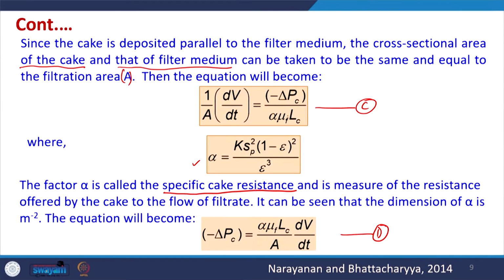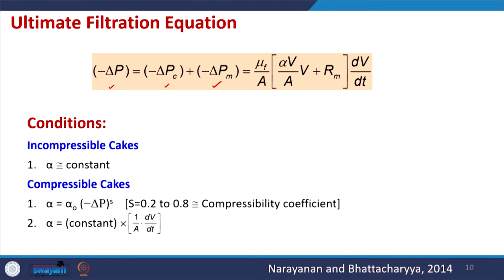The overall definition is given here, and we can easily see that only the nu f by A has been taken out, and the other things are Rm, the filter medium resistance, and dV by dt. So, this equation is called the ultimate filtration equation, and it can be modified in a number of ways to solve many filtration problems. There are lots and lots of possibilities of solving this equation using various cases.